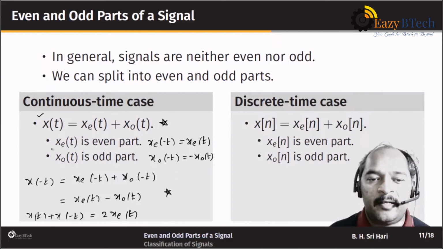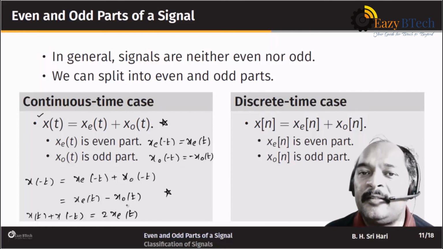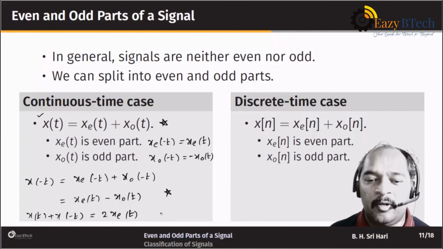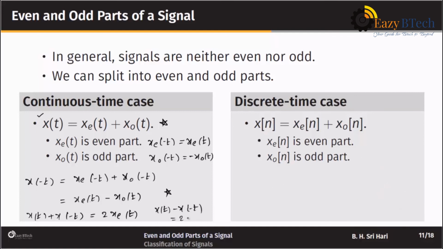Similarly, if you subtract the second equation from the first equation, xe of t will get cancelled out, so xo of t minus minus xo of t would be 2xo of t. So x of t minus x of minus t would be equal to 2xo of t. Again, you send the 2 to that side, you get the odd part. The same rule applies for discrete time case, even though I have proved only for continuous time case.